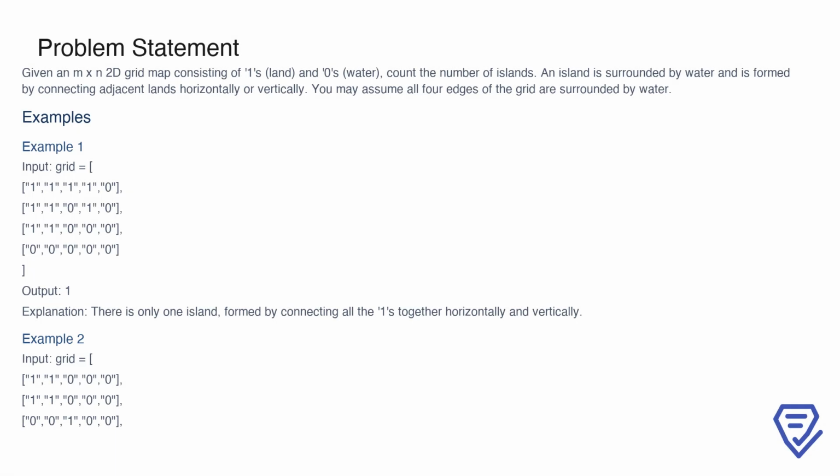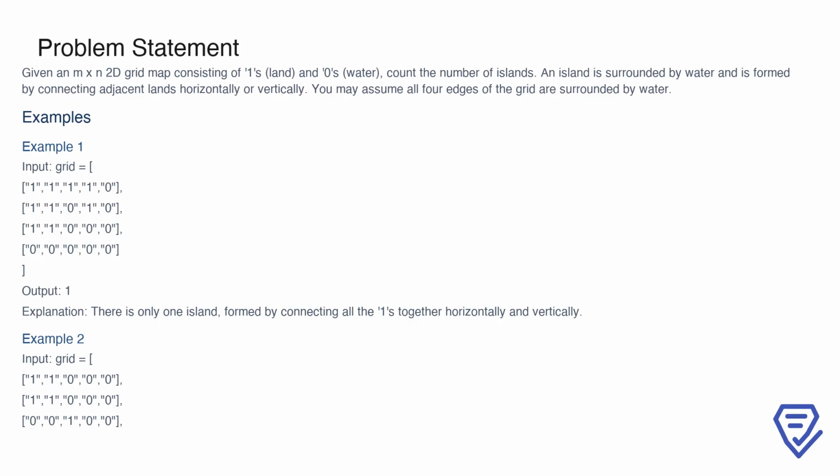Let's dive into the complete problem statement for LeetCode problem number 200, Number of Islands. You are given a two-dimensional M by N grid of characters, where each element is either 1 for land or 0 for water. The goal is to count the number of distinct islands in the grid. An island is a group of adjacent lands connected horizontally or vertically. Diagonal connections do not count. The grid is surrounded by water on all sides.